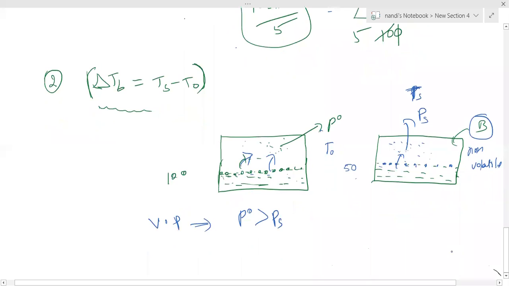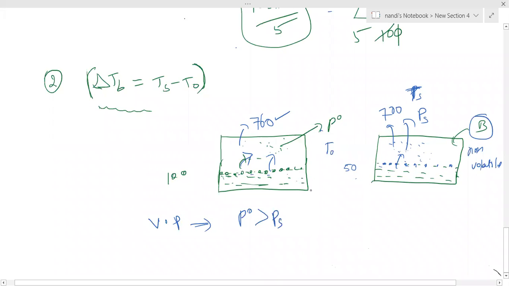Understood? Now the vapor pressure may be assumed to be 760 here, but here only 700. So which is more? 760. What are the temperatures here? T naught and TS are the same, sir. Any doubt? Vapor pressure P naught is greater than PS.